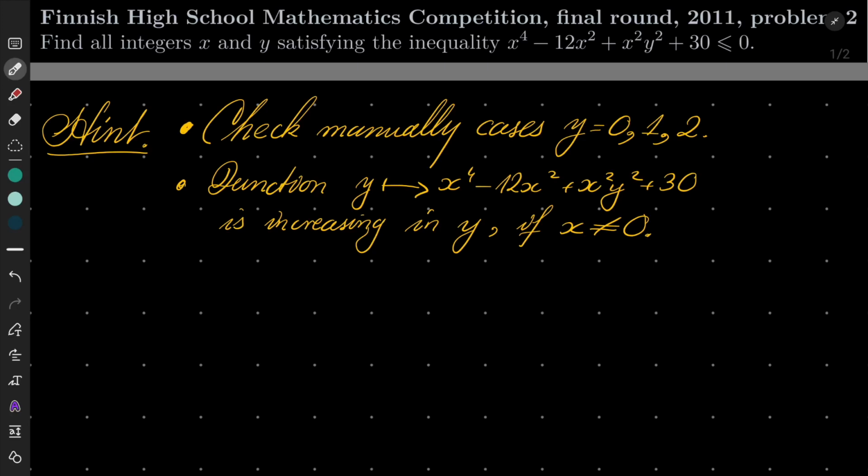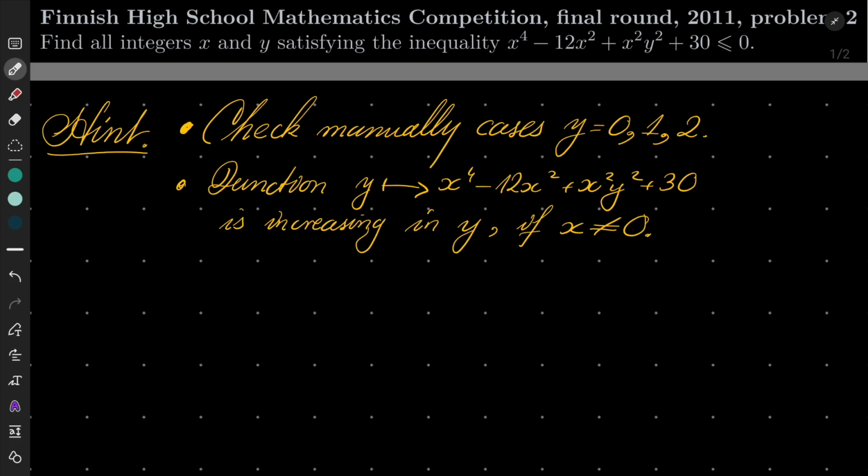Hello friends, in this video I'd like to solve the following problem from the Finnish high school mathematics competition, final round 2011, problem number 2. We wish to find all integers x and y satisfying the inequality x to the fourth power minus 12x squared plus x squared y squared plus 30 is less than 0.